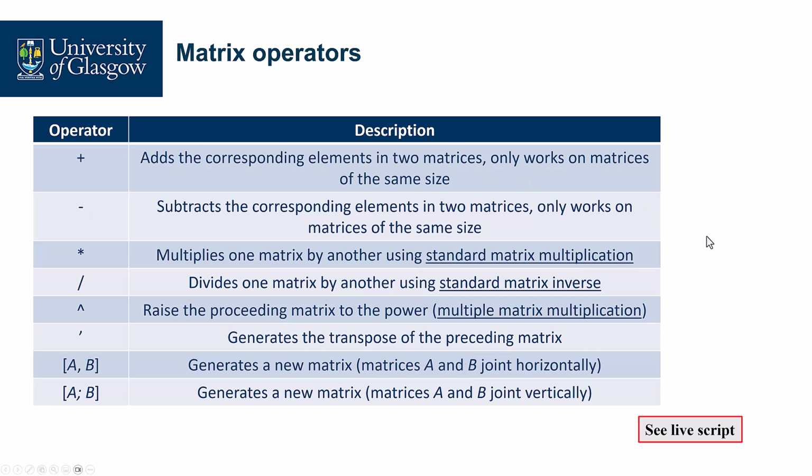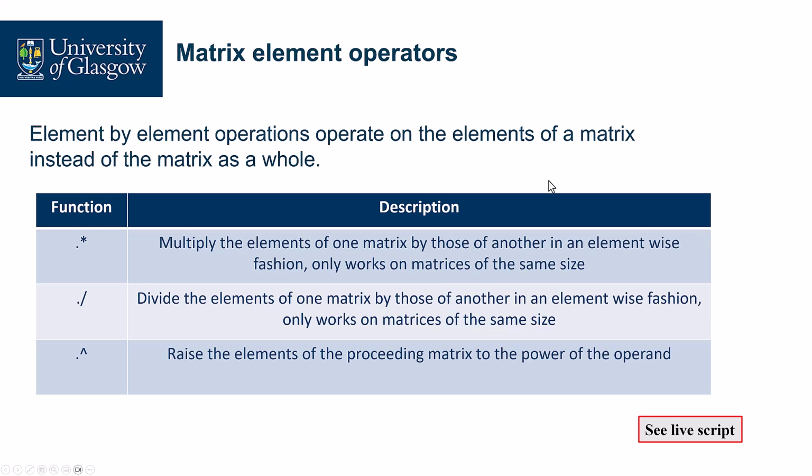Now let's see, if I want to multiply two matrices element by element, in an element-wise fashion, what we should use is the dot multiply. This means element by element multiplication. So does dot divide, dot power. This one, we do it element-wise, not considering the matrix as a whole.